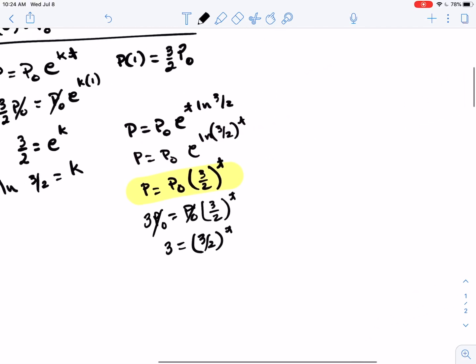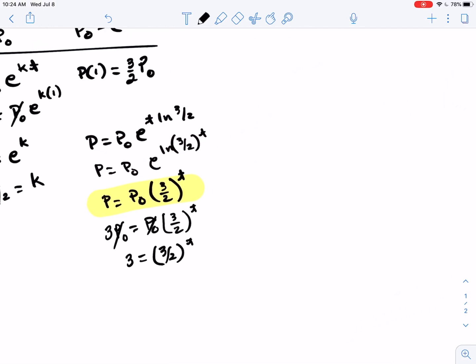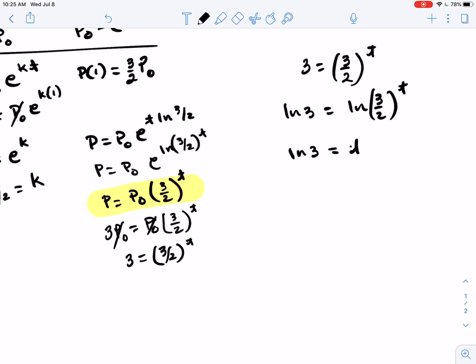All right, so going back here. How do we solve this now? We have 3 equals 3/2 raised to the t. Okay, well, I'm going to do ln to both sides, because in this situation I can bring down that exponent using our rules, right? So you have t equals ln 3 over ln 3/2.